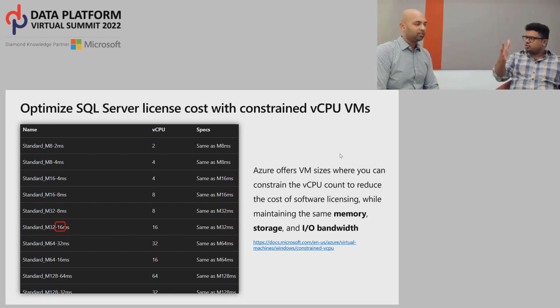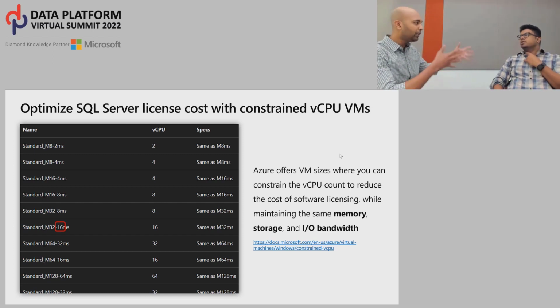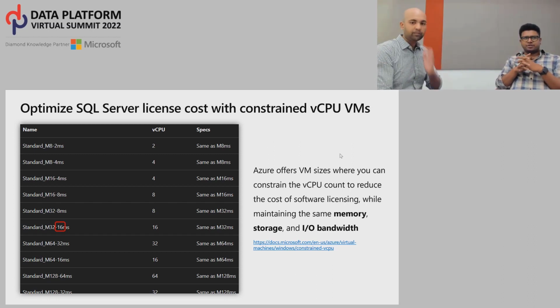You have a 32-core machine's power, but you are only paying licenses for the 16 cores, because that is the constrained core virtual CPU. So this is for when you need the throughput and IOPS of a 32-core machine in that series, but you only want to pay for licenses for 16 cores. That's when you need to go for this.